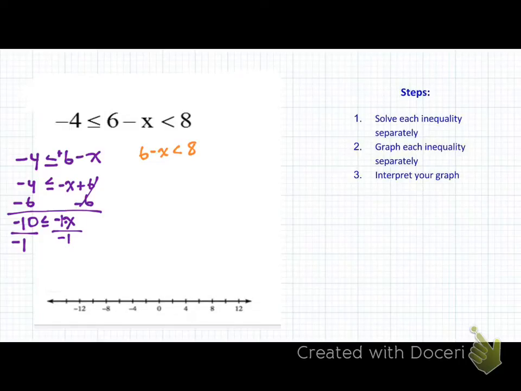I heard something over here. What was that again? Oh, okay, you see this inequality? What do I need to do with it, everyone? Flip it. So instead of this, we're going to change it to greater than or equal to. What's negative 10 divided by negative 1?